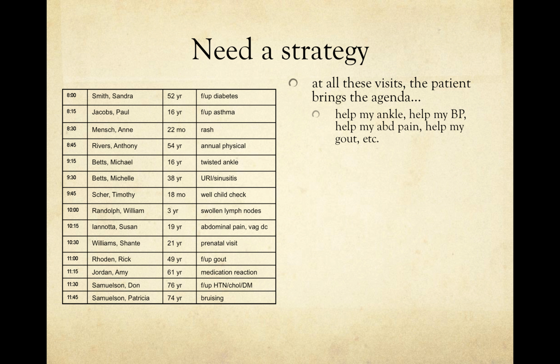The agenda for the follow-up blood pressure visit is help me with my blood pressure so I don't have a stroke in 30 years. The agenda for the abdominal pain visit is help figure out my abdominal pain, help me feel better. The visit for gout, the agenda is stated: help me with this condition of gout, help me not suffer attacks. In all visits, the agenda is pretty clear, except for the well visits.